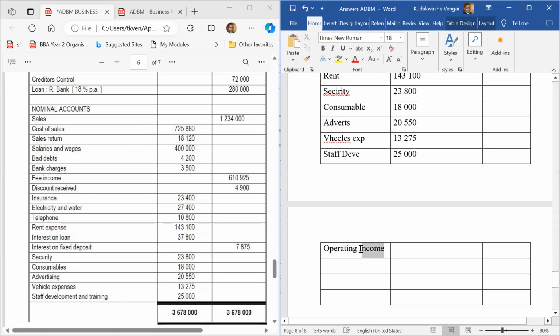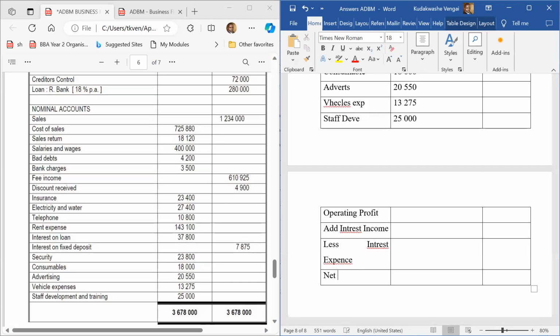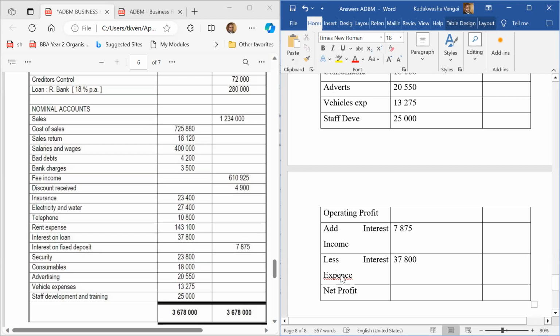Right. So we're gonna end up with our operating profit here. And then after operating profit, we've got to add interest income, and then less interest expense. And then we're gonna have our net profit. Right. So our interest income here, it's 7,875. And our interest expense is 3,7,800. All right, so now let's go through our adjustments, right? So we've listed everything there. We can now go through our adjustments and see how we can adjust each and every one of these figures.